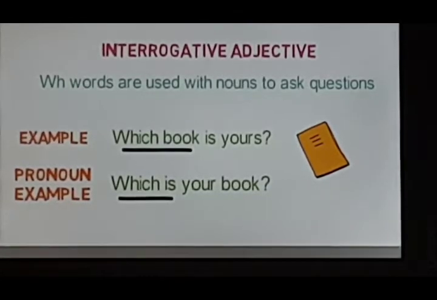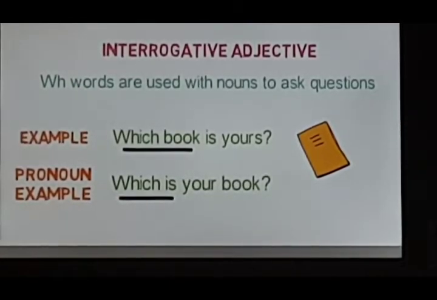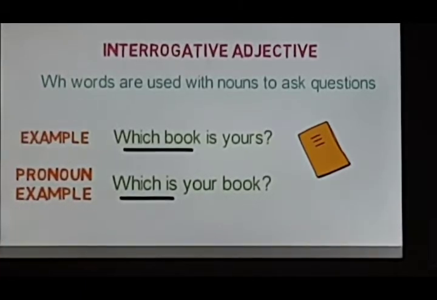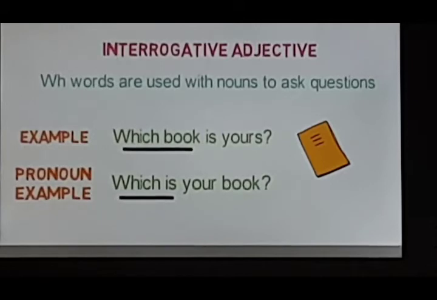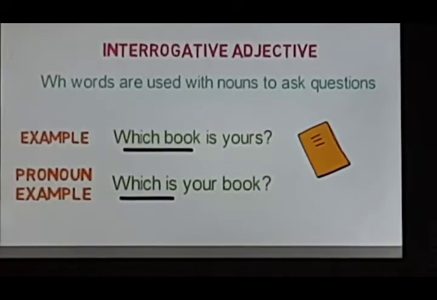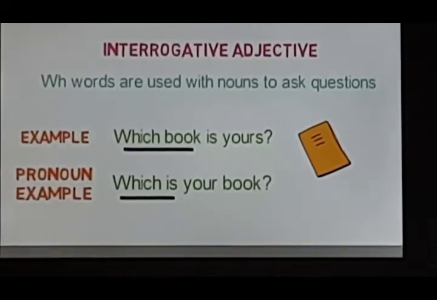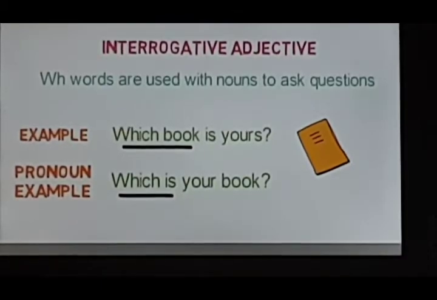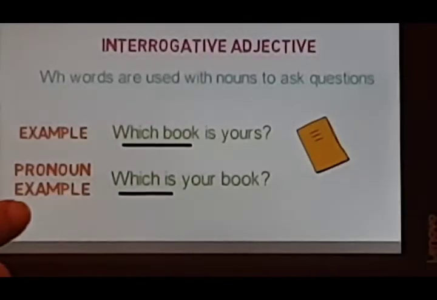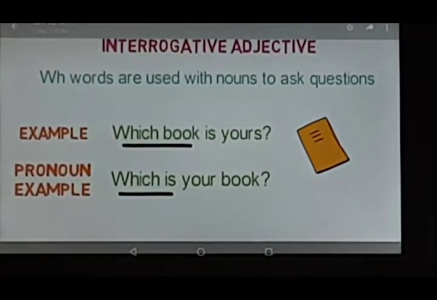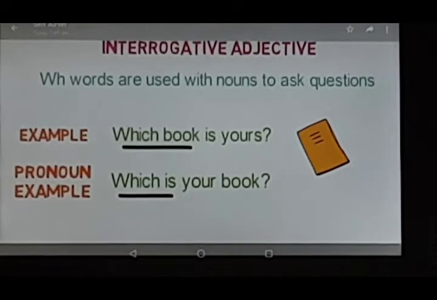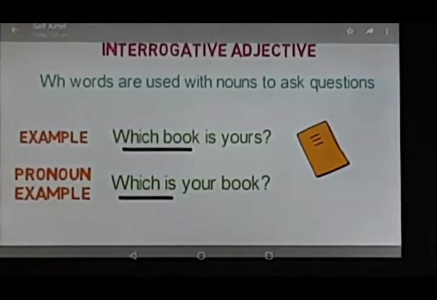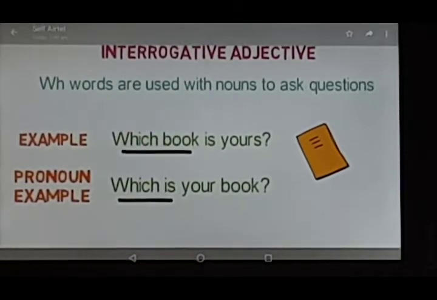So here also the rule is the same. If it is modifying a noun, here again it is used with a noun, so that means this which is modifying the noun book. So here it is an adjective, and here it is used as a pronoun. Is is a verb, and this which is used just before this verb. So here again you can identify the placing of this WH word. If it is used with a noun, that means it is modifying the noun, and if it is used with a verb, that means it is used as a pronoun.